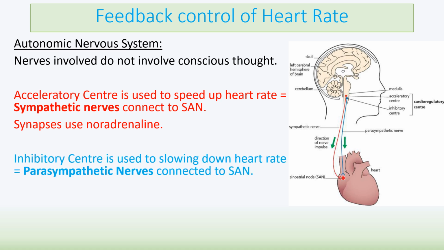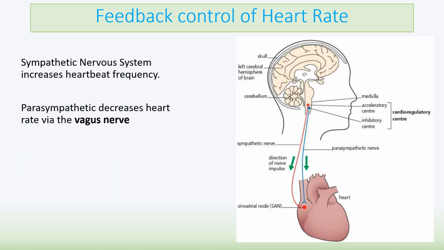If your heart rate needs to slow down, the inhibitory center in the medulla oblongata is connected via the parasympathetic nervous system to the sinoatrial node, and it tells your heart to slow down the heart rate. And this will use the chemical acetylcholine in the synapse.